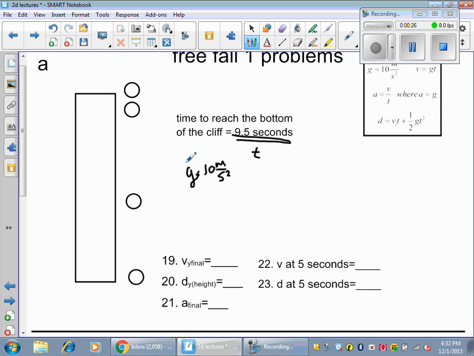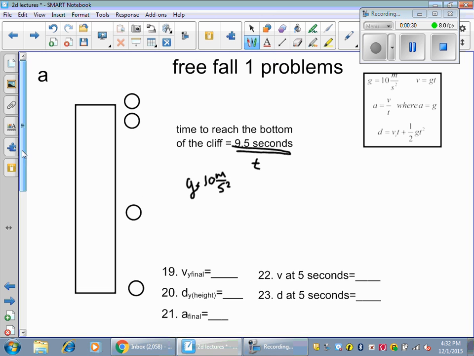Let's see. So if we're looking for the V final, I need to use the quick guess method. So let's see. I have G, I have T. Which one of these equations will get me V, or velocity, with just G and T? Right here. Okay. So that's velocity equals 10 times your time, which was 9.5. Okay, so that's 95 meters per second when you do the math. Make sure you get your units.